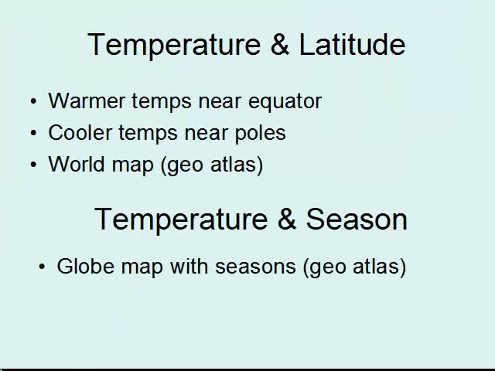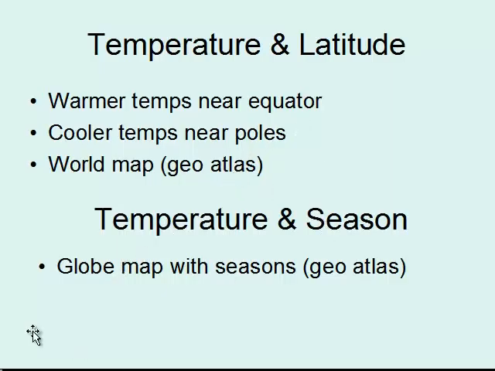So we have temperature changes with latitude and season. In general, we have warmer temperatures near the equator and cooler temperatures near the poles. We're going to take a look at this GeoAtlas program in a minute, and while we're there, we'll also look at temperature and seasons as well.